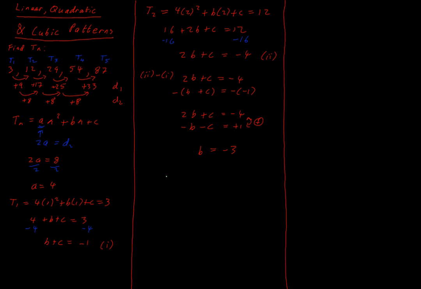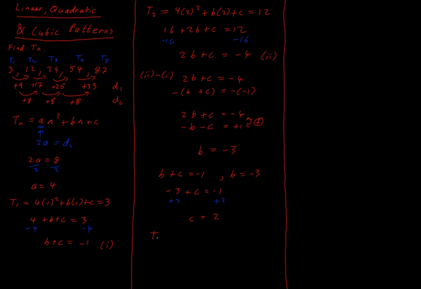Then I need to go back to one of my original equations. Equation 1 is easier to sub into, so that's the one I'm going to use. And I now know that b is equal to minus 3. So I sub in minus 3 for b, add 3 to both sides, and c is equal to 2.